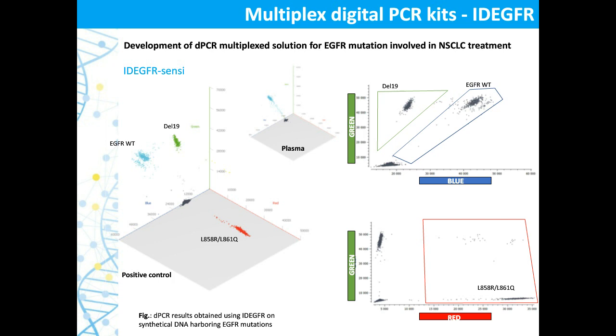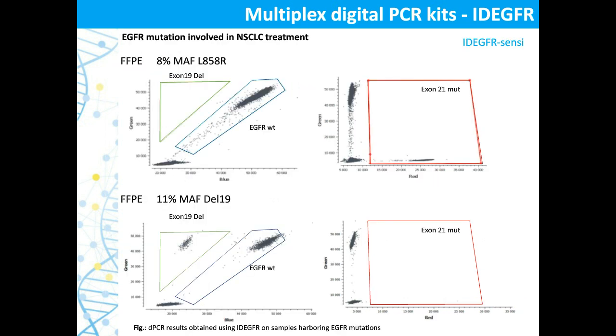On the left, you have the 2D dot plots of how the results look like, and you will see that it's quite easy to analyze. So you have the EGFR wild types in the blue-green populations and the deletion 19s, which is only green. And in the red channel, you can detect the mutation of the exon 21. So there is no doubt when you have to analyze this data, you just have to see if there is a population or not.